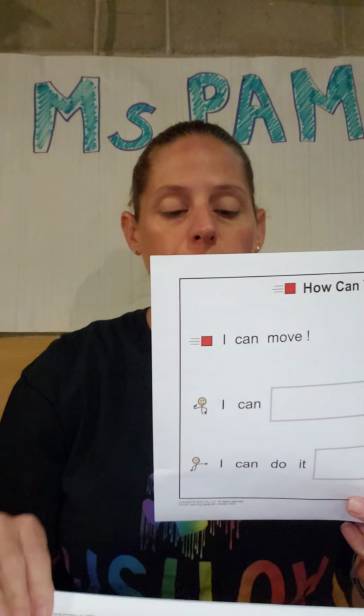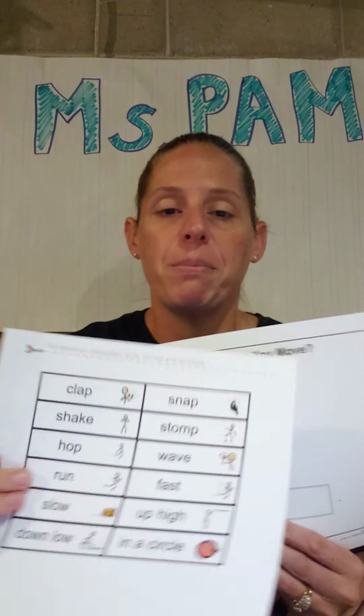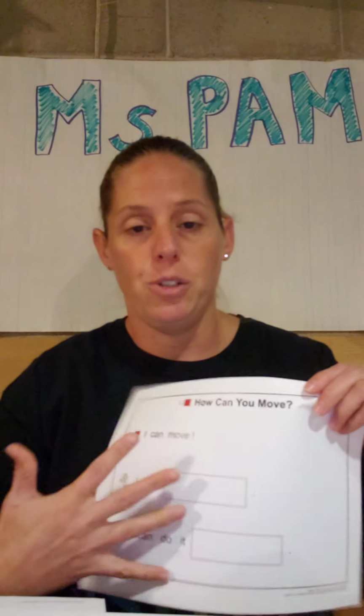Then we have how can you move? There are two of these, two identical ones, so you can use one one day and another one another day. Just have them pick different things. So this page goes along with it. So for example, I can move. I can snap. I can do it fast. You would want to pick appropriate ones that go along with it and have them try and fill in these two pages.